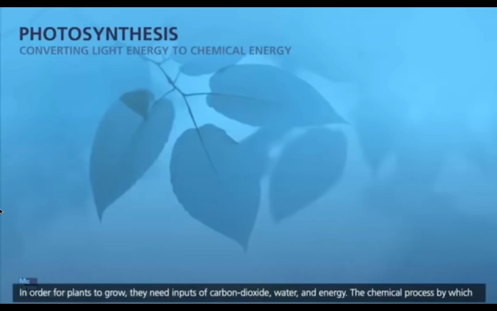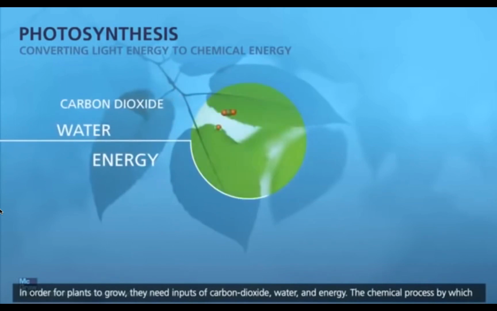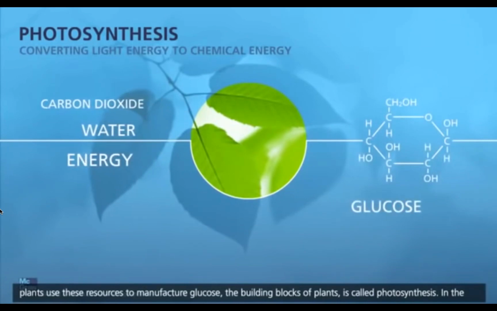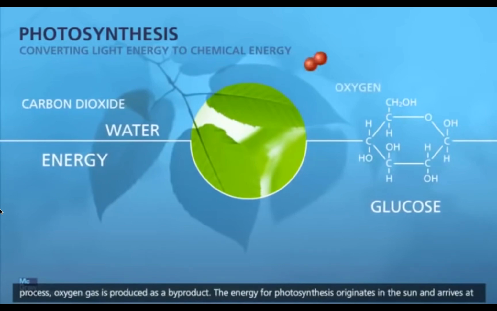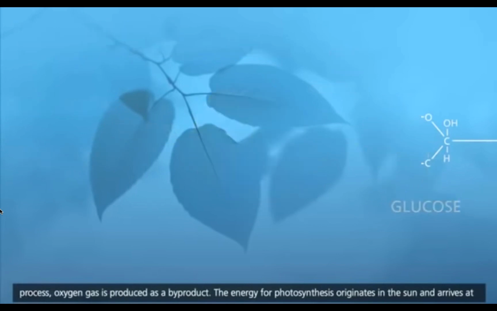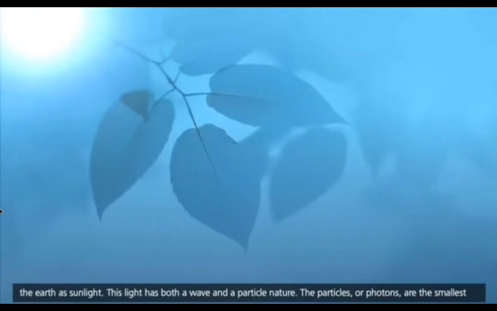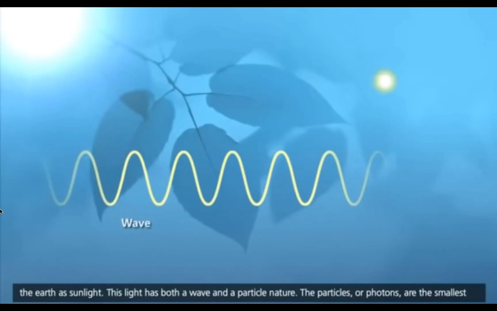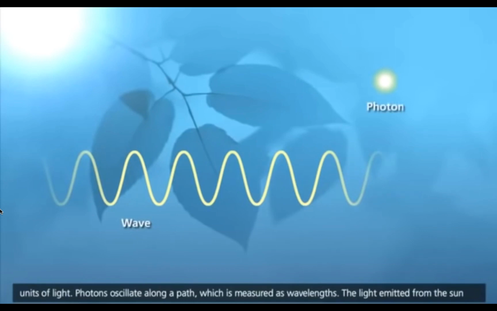In order for plants to grow, they need inputs of carbon dioxide, water, and energy. The chemical process by which plants use these resources to manufacture glucose, the building blocks of plants, is called photosynthesis. In the process, oxygen gas is produced as a byproduct. The energy for photosynthesis originates in the sun and arrives at the earth as sunlight. This light has both a wave and a particle nature. The particles, or photons, are the smallest units of light.